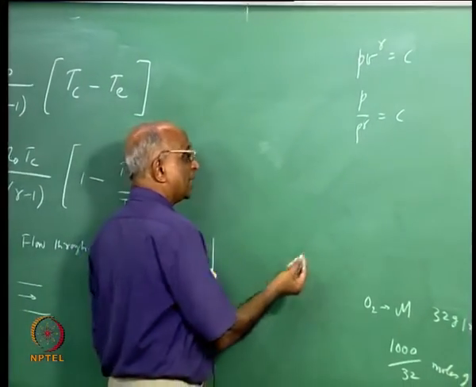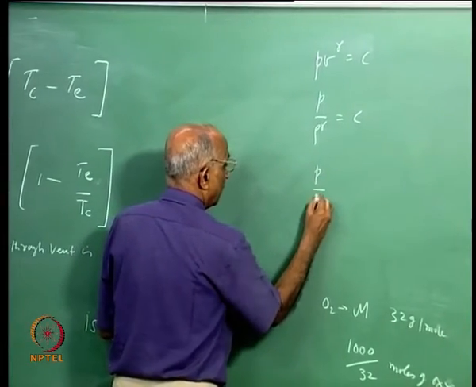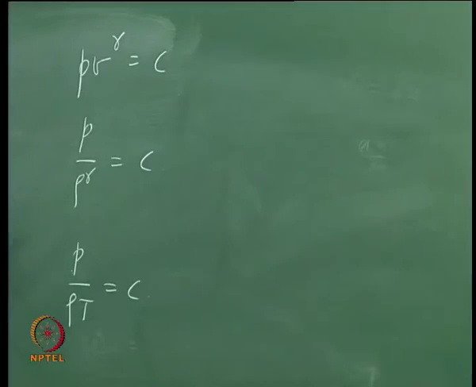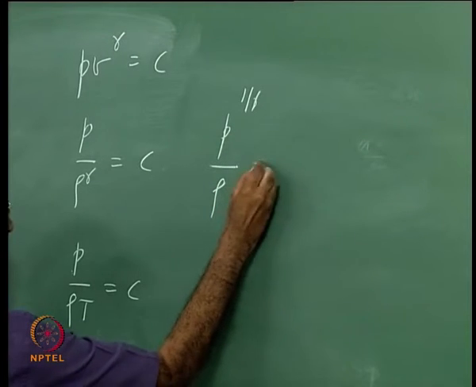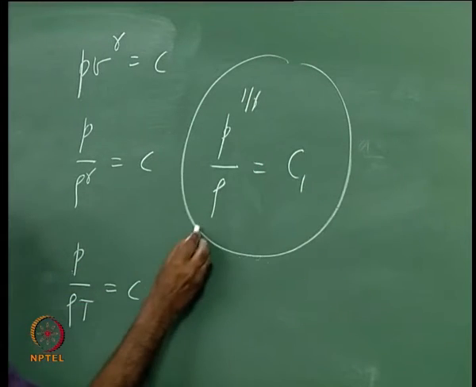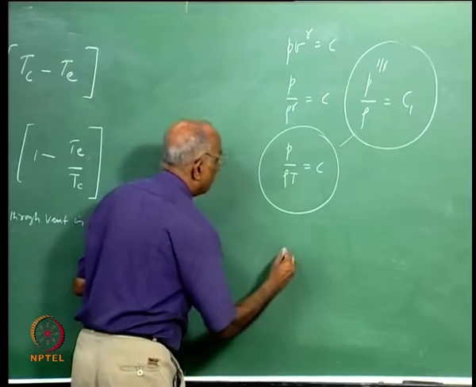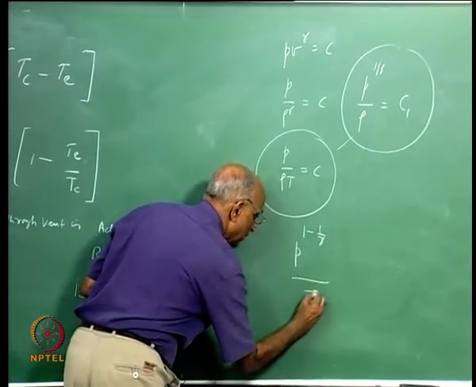But I know that for an ideal gas or a perfect gas, maybe ideal perfect gas is better, I have P by rho T is a constant as the equation of state. Based on this, I can write the same equation as P to the power 1 over gamma divided by rho is another constant, let us say C 1. I just take the gamma root on both sides. Now I take this equation and divide it by the other equation, and I get P to the power 1 minus 1 over gamma, rho gets cancelled, divided by T is a constant.